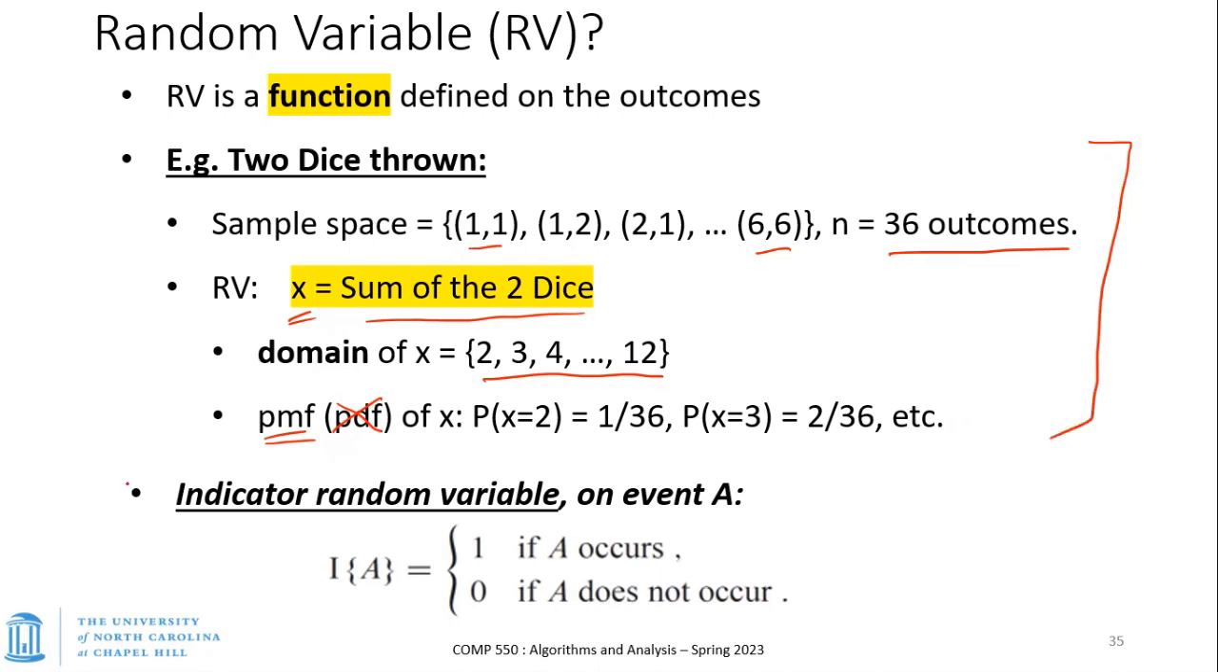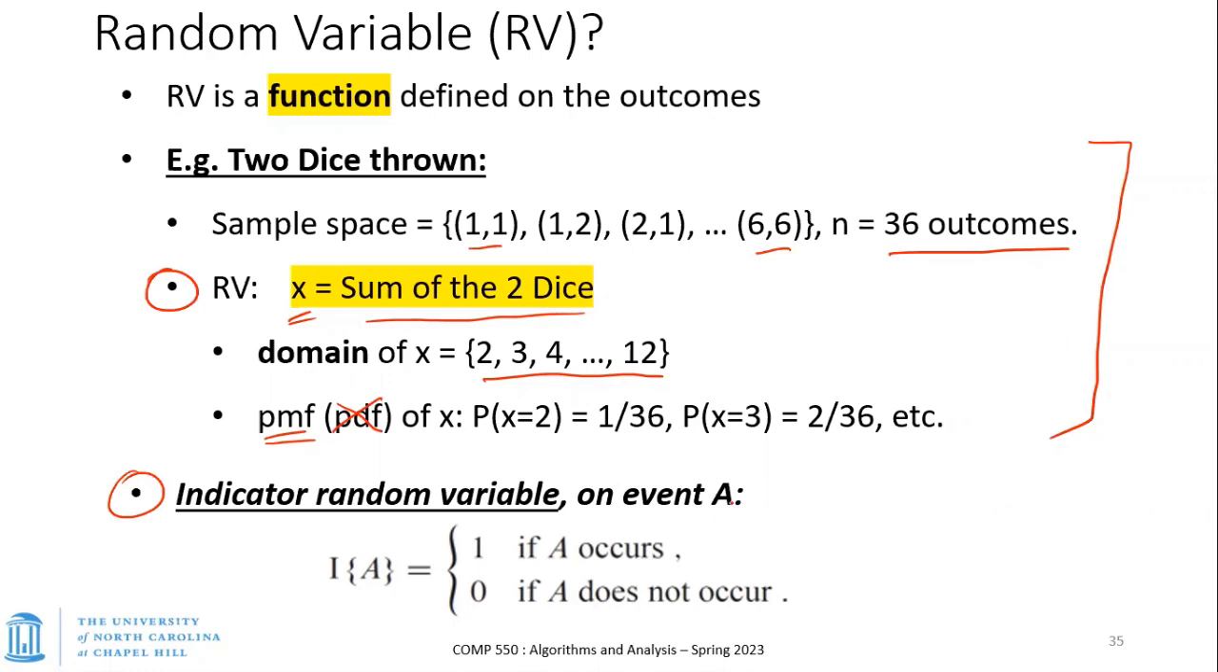So that's what a random variable is. This was one example. Here is another example of a random variable. It's called an indicator random variable, and this comes in quite handy. An indicator random variable can be defined on an event.